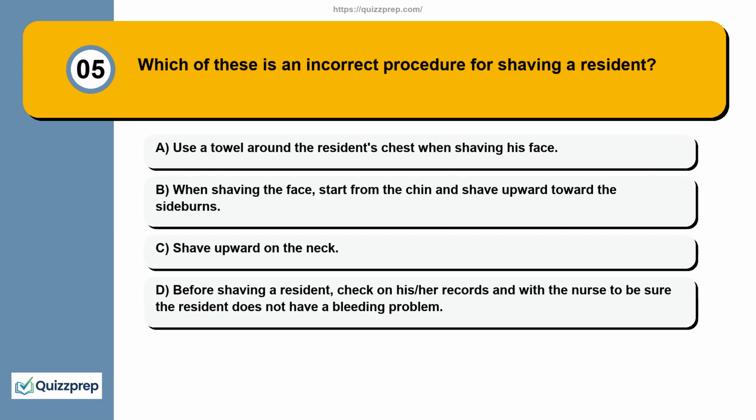Question 5. Which of these is an incorrect procedure for shaving a resident? Use a towel around the resident's chest when shaving his face. When shaving the face, start from the chin and shave upward toward the sideburns. Shave upward on the neck. Before shaving a resident, check on his/her records and with the nurse to be sure the resident does not have a bleeding problem.